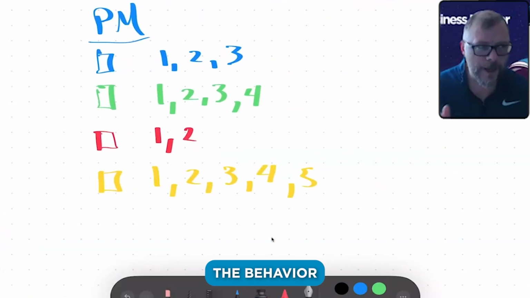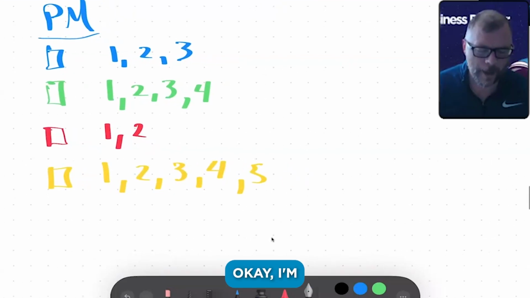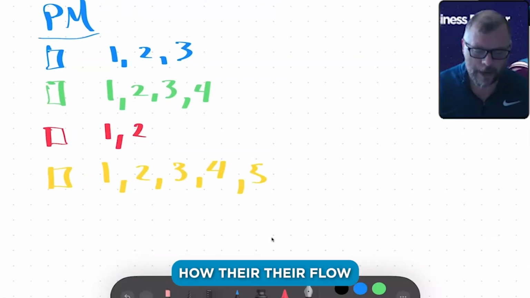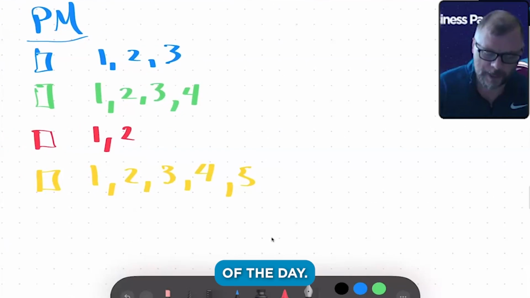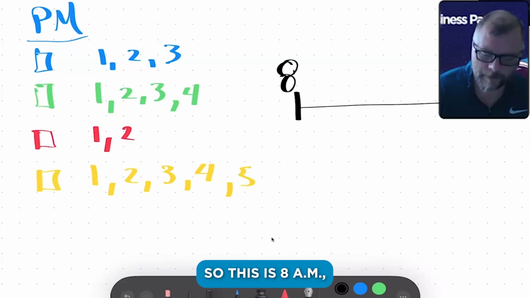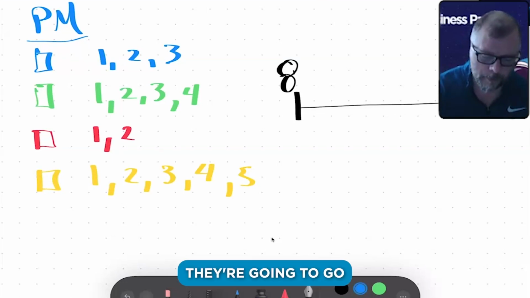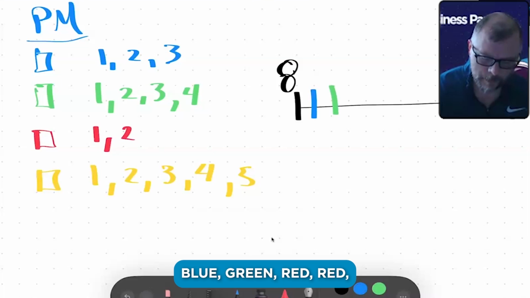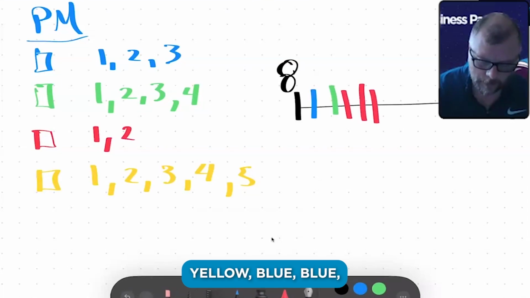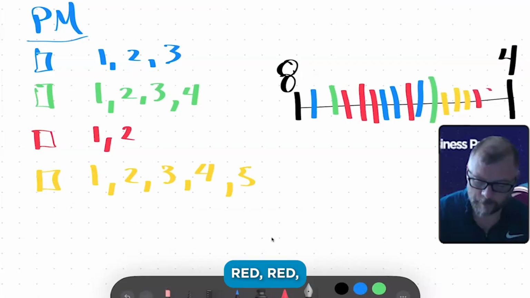And if we watch the behavior of a production manager, especially if they do this task playing view, because there's going to be different things, they're going to set their tasks and their flow of the day. So if we look at their day, this is 8 a.m. and this is 4 p.m., if they're living in a dream world. Well, they're going to go blue, green, red, yellow, blue, red, green, or blue, green, yellow, red, green.